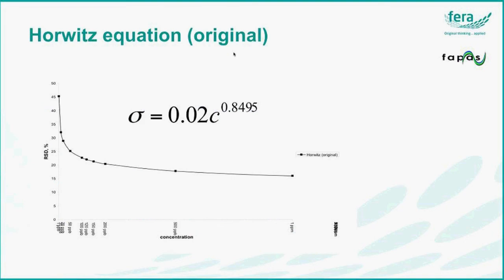The Horwitz equation is used for the majority of contaminant analyses in food chemistry. This is the original Horwitz equation, and if you describe this as a graph, you get the Horwitz curve. It's a remarkable equation and it works for most analyses at most concentrations most of the time. So you will see this commonly used in Fapas reports.